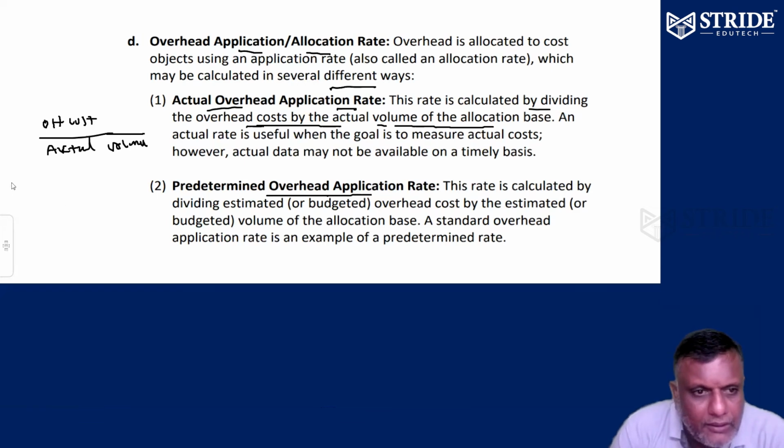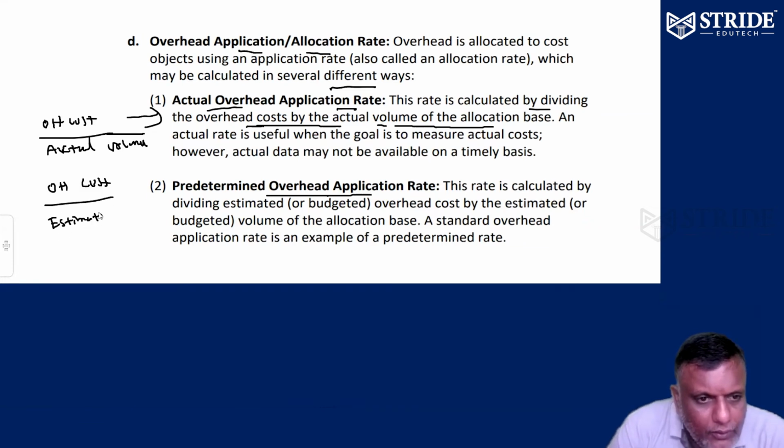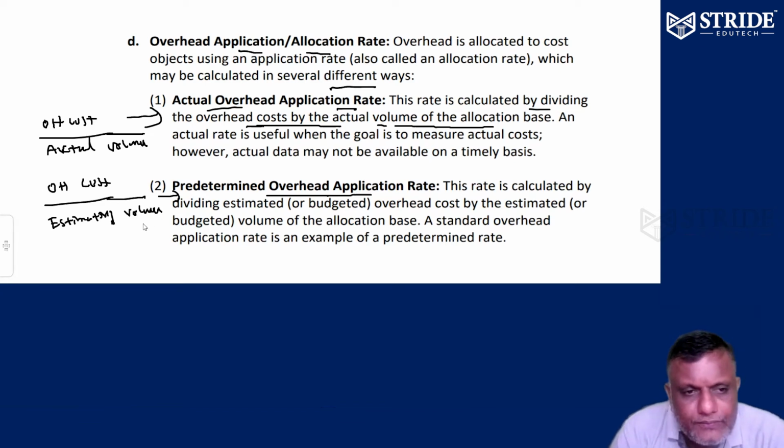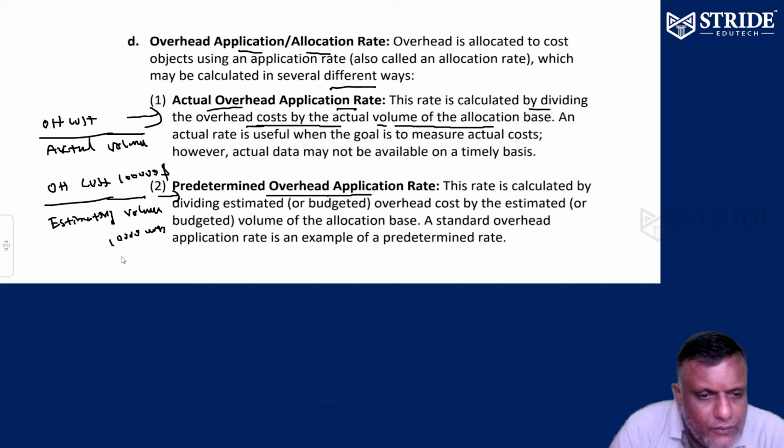Predetermined rate. Here the overhead cost is the numerator, and the estimated volume you're going to produce is the denominator. This is the predetermined overhead rate. Suppose the overhead cost is going to be $100,000 and the estimated volume is going to be 10,000 units. Then 1 unit is equal to $10.